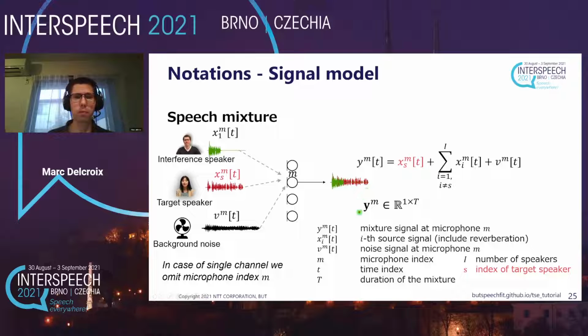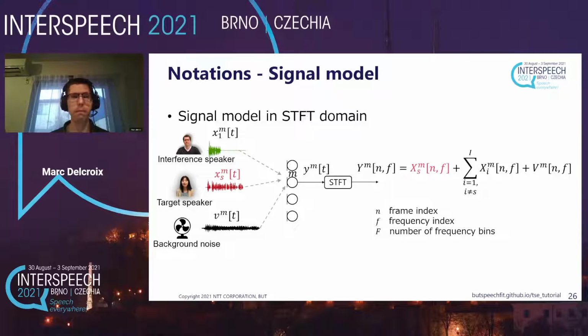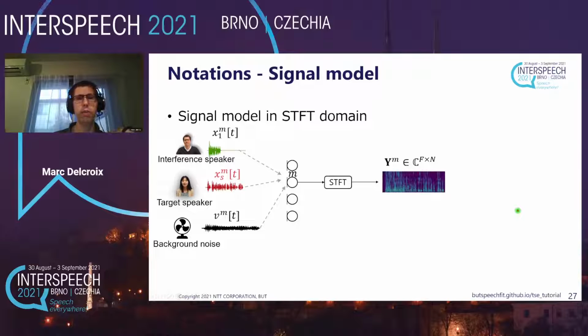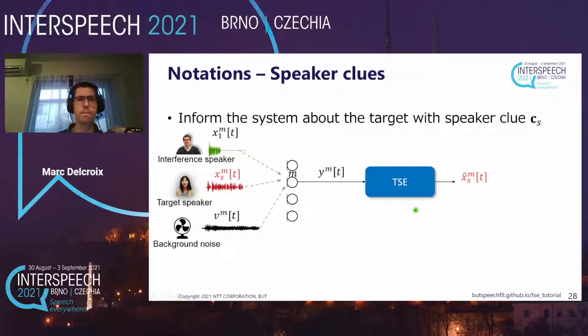We also represent a vector Y, so boldface Y will be a vector that contains the whole signal, where T is the duration of the input mixture. Many of the approaches we introduce will work in the STFT domain. So we will apply STFT to the microphone signal. And here we will represent the STFT coefficient with capitals. So capital Y will be the STFT of the mixture, etc. And again, we can represent the whole signal in the STFT domain, or the spectrogram, as a capital Y, which is now a matrix, F times N.